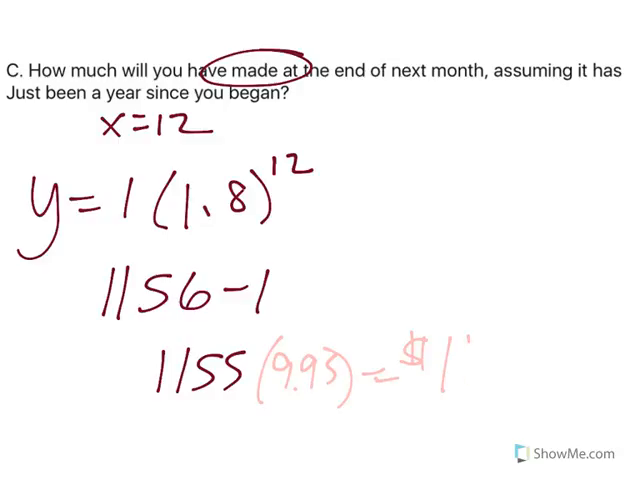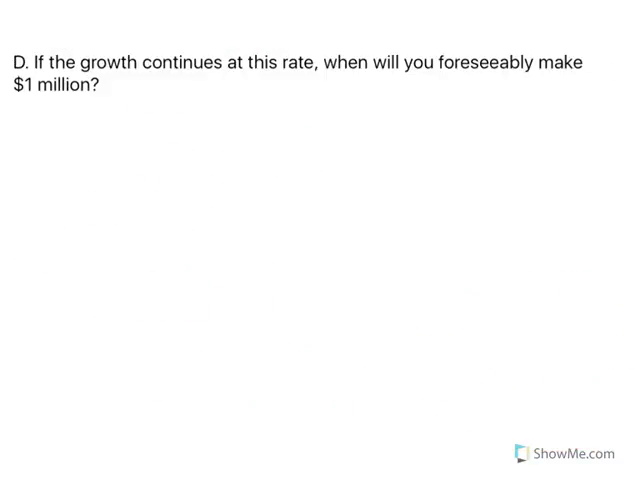So you end up with 11,492.25. Why can I not read my handwriting? Yes, it's a 9. So just shy of $11,500 in that first year from the domain names. Now, if the growth continues, when will you make $1 million? Okay, now remember, when x was 12, you were at 11,492.25. So we need way more than that.